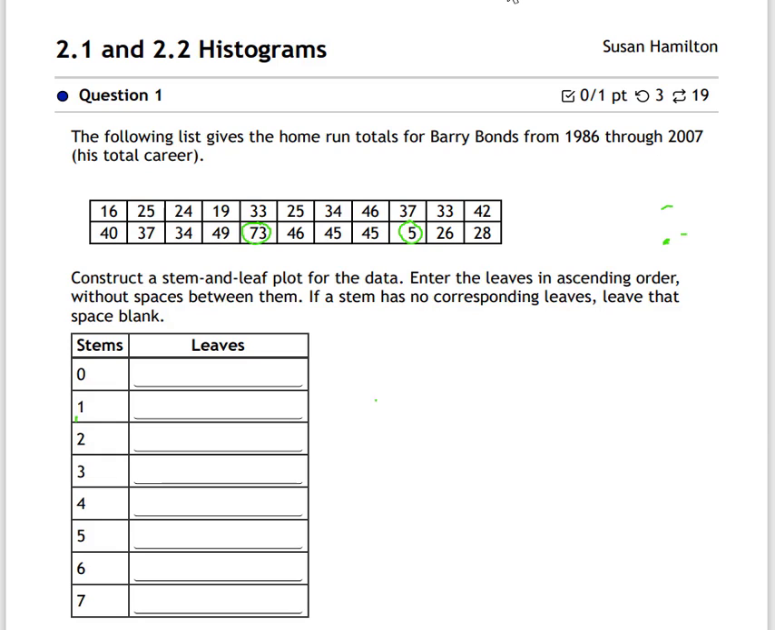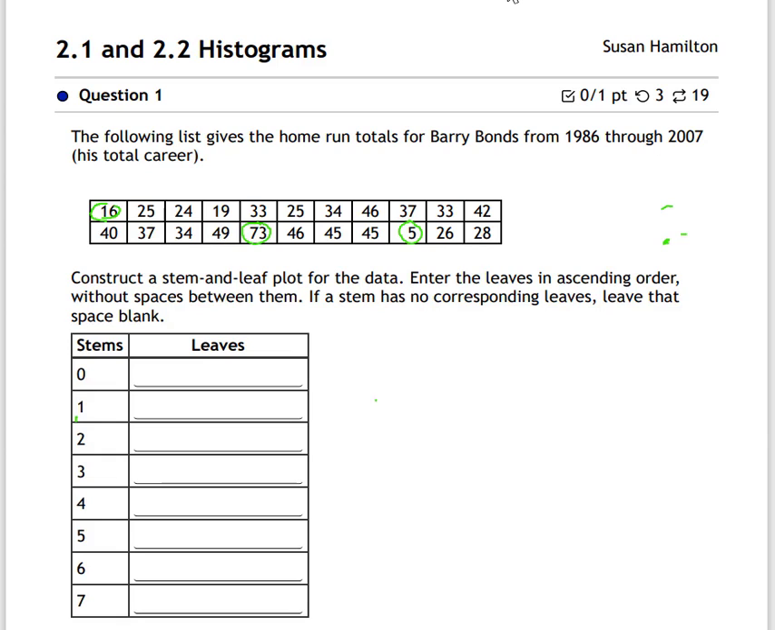If the stems were not set up for you, then you would have to decide what the stems are going to be and what your leaves are going to be. In general, the leaves represent the last significant digit. And in our case, they're all 2-digit numbers. So the stem is going to represent the tens digit in our data, and the leaves are just the numbers in the ones place. So let's start with 16. The number 16 has a stem of 1, so that goes here, and my leaf is 6.